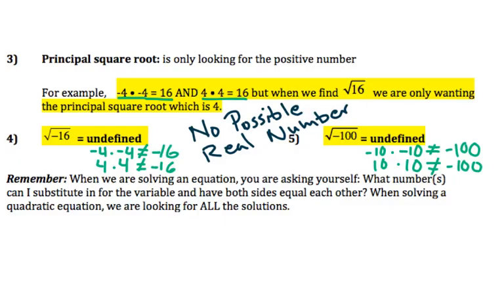Going back to that last part underneath number 4, it says, remember, when we are solving an equation, you're asking yourself, what number or numbers can I substitute in for the variable and have both sides equal each other? When solving a quadratic equation, we are looking for all the solutions. So just like -4 times -4 is 16 and 4 times 4 is 16, we're not just looking for the principal square root when we solve the equation. We're actually looking for both 4 and -4.